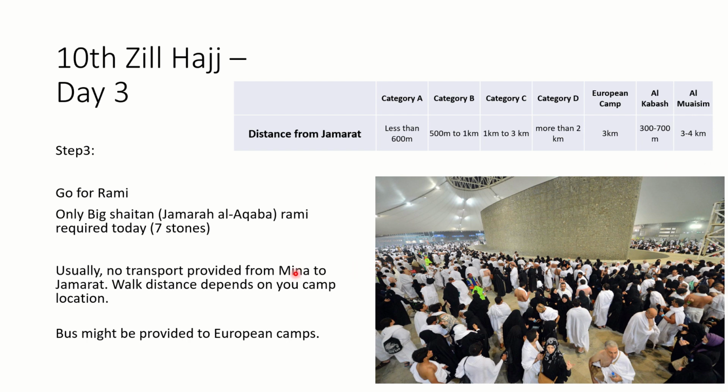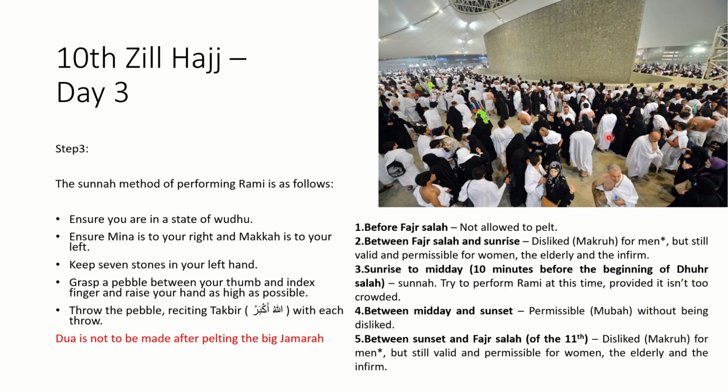Again, in this case, no transportation will be provided to the best of my knowledge, but it is possible that if you are in European camps, which are actually 3 or 4 kilometers away from Jamarat, they might arrange a bus, a transportation for you to go for stoning. But other than that, what I found is that no transportation is usually provided. Either you walk over there or get a taxi or something if it's possible, but it depends on your camp location. Maybe walking is better.